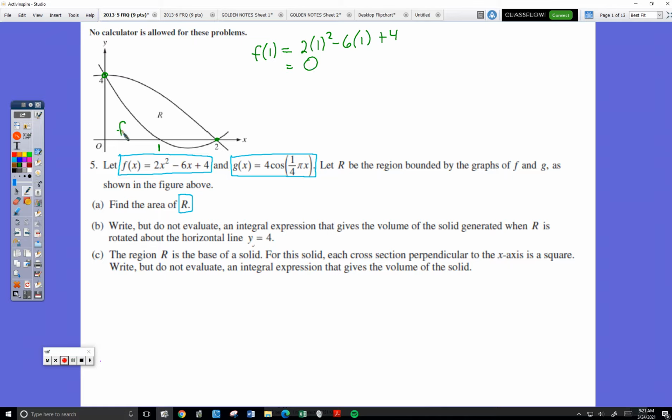So here's f. Here's g. Label that so don't forget. Okay. Find the area of R, simple. Integrate from x equals 0 to x equals 2, the function that is on the top. I have to do this by hand though, so I can't use my calculator, so I've got to write it out now. Cosine 1/4 pi x.